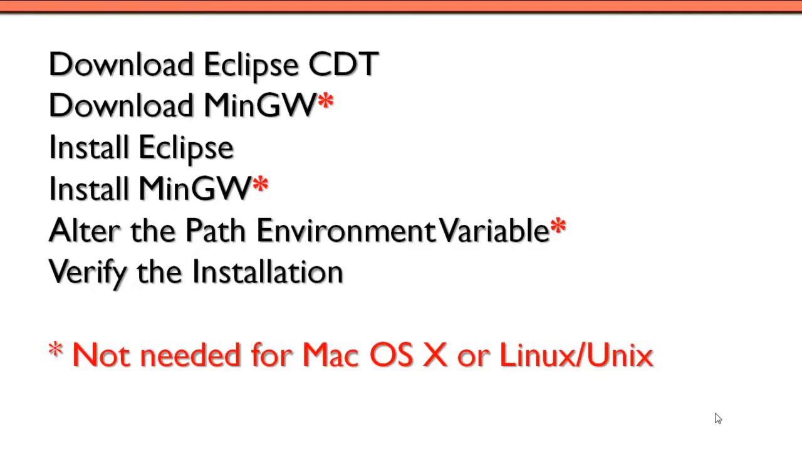So the first thing we'll do is download Eclipse, which is a freely available integrated development environment. Unfortunately, it doesn't have a C or C++ compiler built into it, so that's the reason why we'll need to download MinGW. It's also freely available. Then we'll look at installing Eclipse, installing MinGW. Then we'll need to alter our path environment variable in Windows in order to get some path information there to the MinGW toolset. And then finally, we'll need to verify our installation by running a simple program.